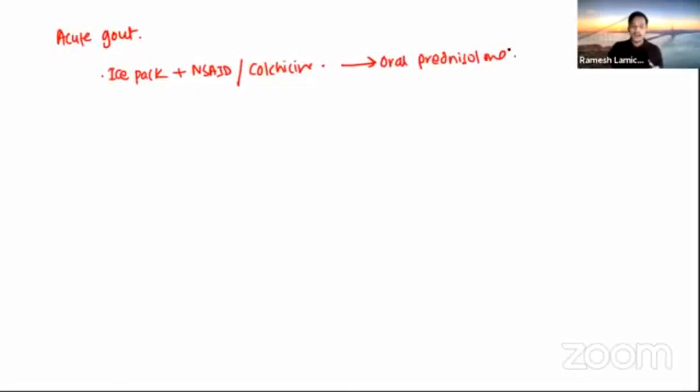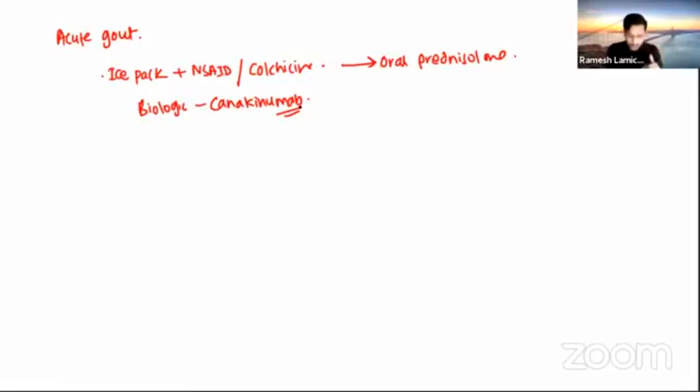Suppose the teacher asks you, what is the new type of therapy for this acute gout? What is the new drug we can use? There is one biologic that has been recently added, that is canakinumab. So canakinumab is a monoclonal antibody that is recently introduced. So this is what we can do for the management of acute gout.